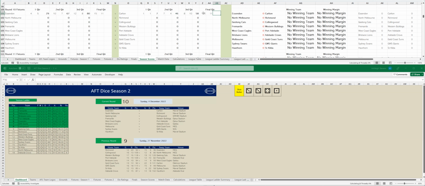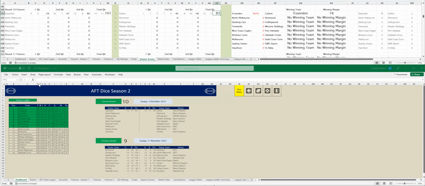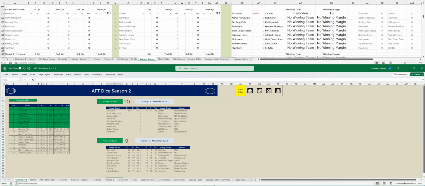And in the end, okay, let's have a look at the ladder. Essendon winning this game has put them in the top 4. Carlton are still on top. All right, let's go to the second game.